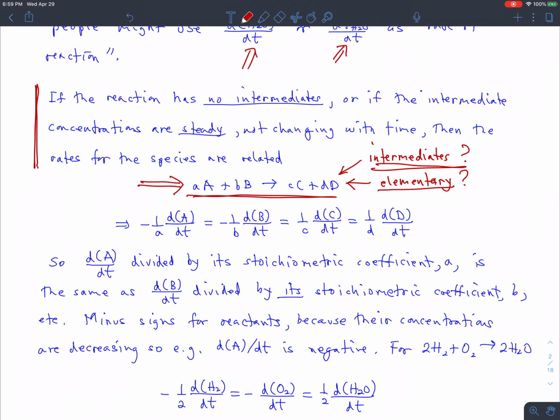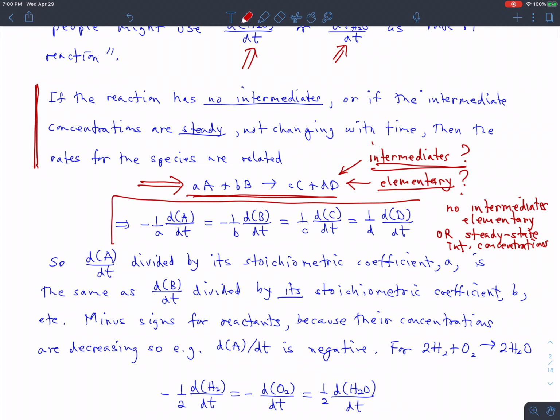All right. If the reaction has no intermediates, so if it's elementary, or if the intermediate concentrations are there, but they're not changing with time, so steady state intermediate concentrations, then the following relationships hold. Very often in textbooks, probably in other places when you've learned about kinetics before, these relationships are presented as unquestionable truths, but in fact they don't always hold. They only hold if there are no intermediates present, or if the intermediates are at steady state.